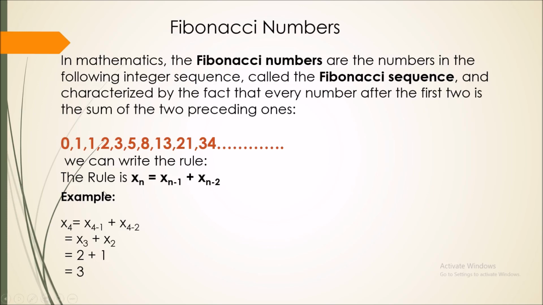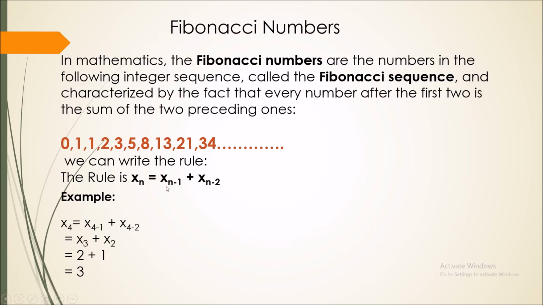We have a rule. The rule says that xn is equal to xn minus 1 plus xn minus 2. So what does that actually mean? It means the nth number. For instance, as the example says here, say we have 4 and we want to find the fourth number of the Fibonacci sequence, right? So n will be 4.